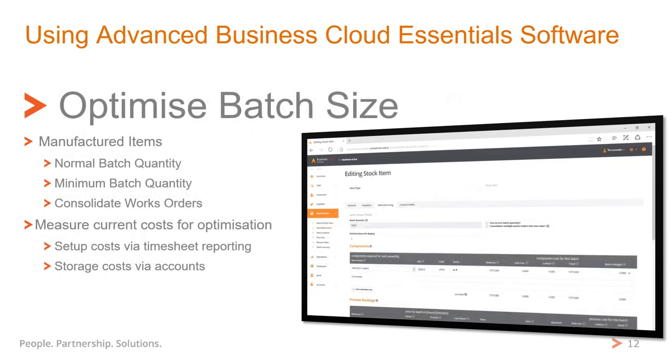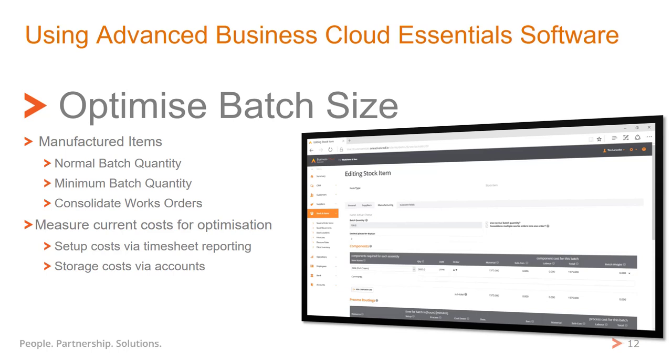We've talked about mathematically how we might optimize batch size, but the software facilitates this against manufactured items where we have bills of materials. Then we've got the ability to determine a normal batch quantity, a minimum batch quantity, to say whether we want to use the normal batch quantity or whether we want to consolidate multiple works orders into one order. And then also the metrics which go into this.